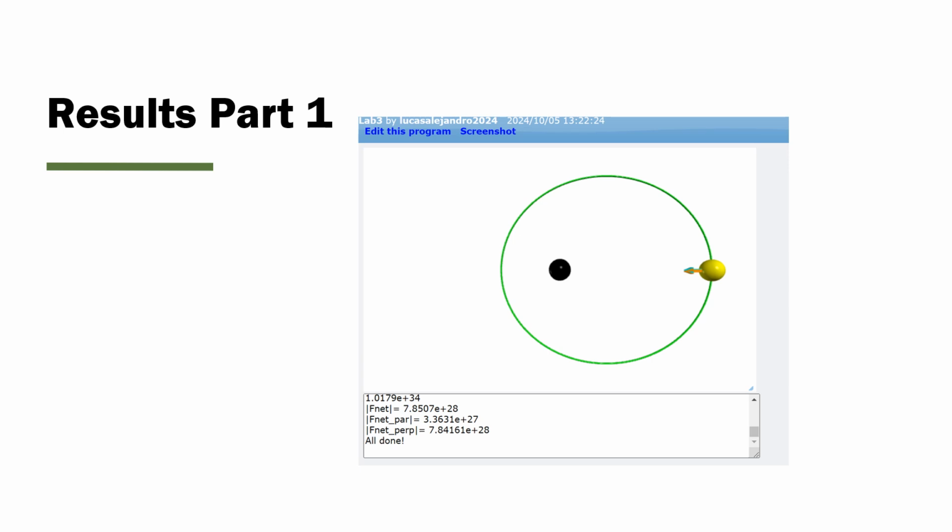Using the code from the last slide, we can now see the results: it completed its orbit, and then here we have the mass of the black hole, 1.0179 e to the 34th power. And then we have the net force, parallel force, and perpendicular force, and yeah, we get this result from the code.